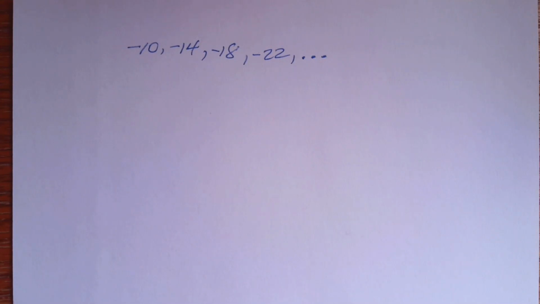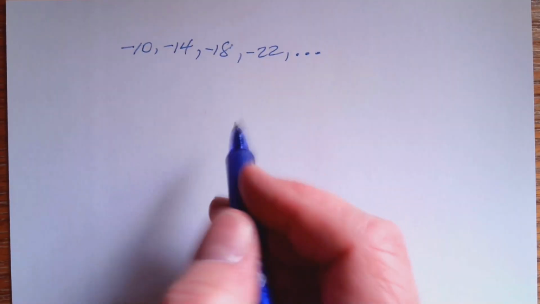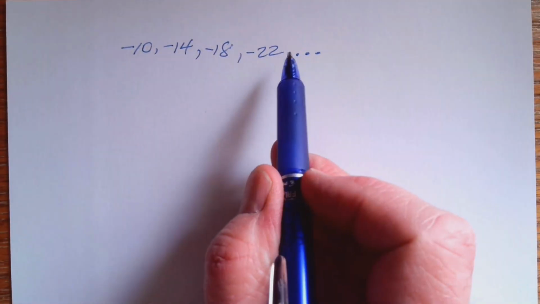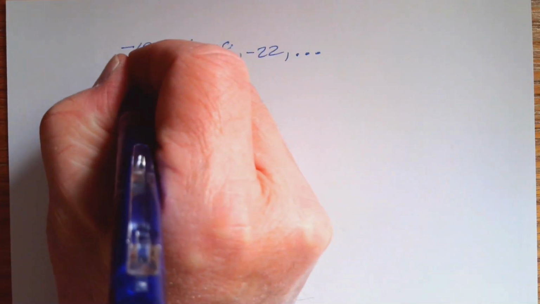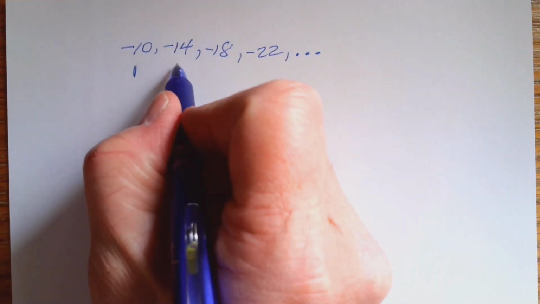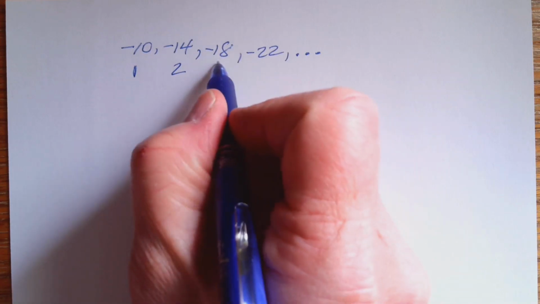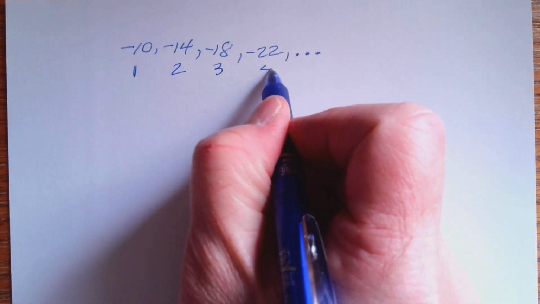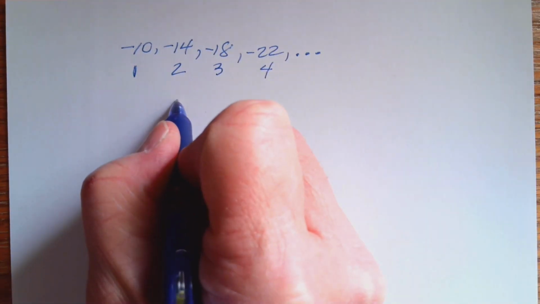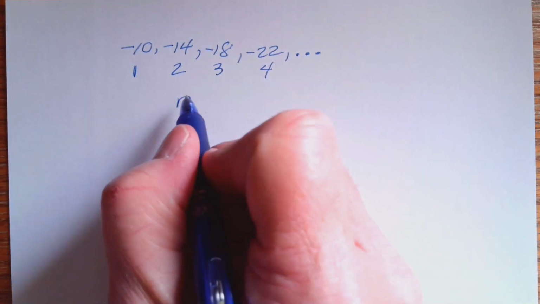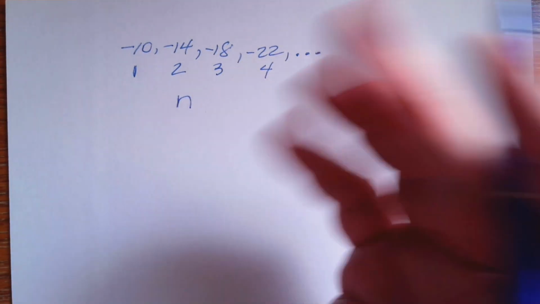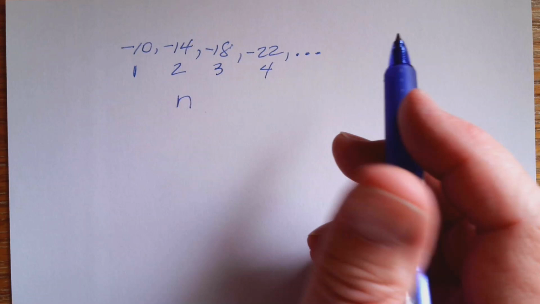But we have to keep in mind the equation is going to have everything to do with the position that the numbers appear in the list. So this is the first number in the list. This is the second number in the list. This is the third number in the list. This is the fourth number in the list. These are called n, okay? n is the number placement in the list, okay?